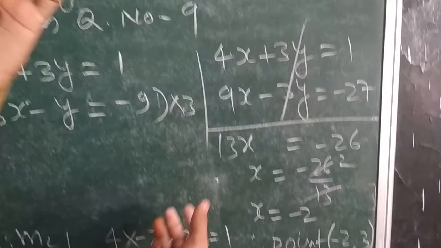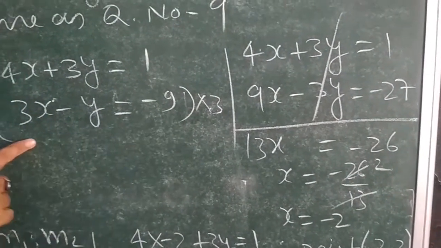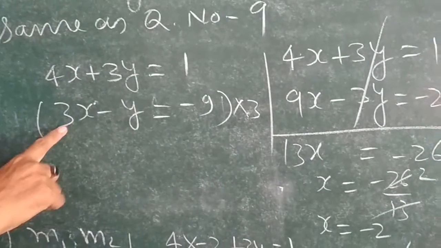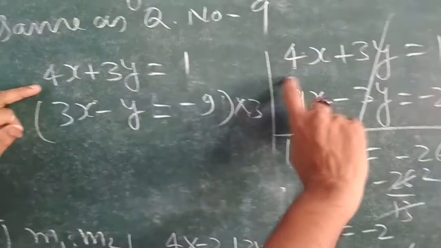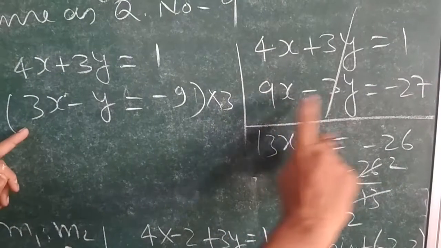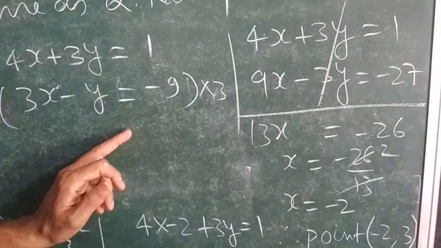You see that we have to multiply this equation by 3. Then we get here the first equation, you write as such. Here the second equation is 9x minus 3y equal to minus 27.